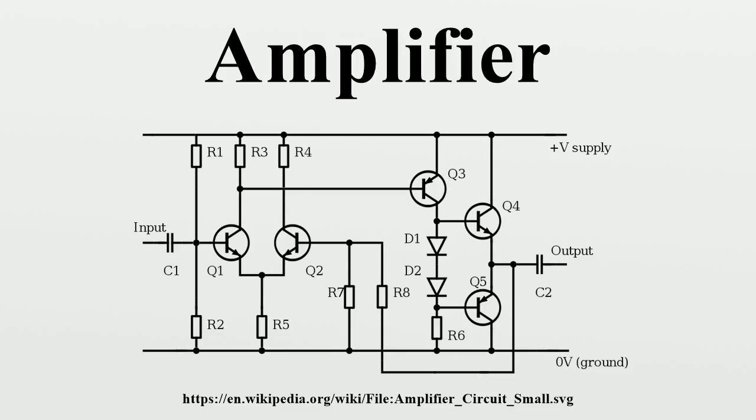Another is which quantity, voltage or current, is being amplified. Amplifiers can be divided into voltage amplifiers, current amplifiers, transconductance amplifiers, and transresistance amplifiers. A further distinction is whether the output is a linear or non-linear representation of the input. Amplifiers can also be categorized by their physical placement in the signal chain.